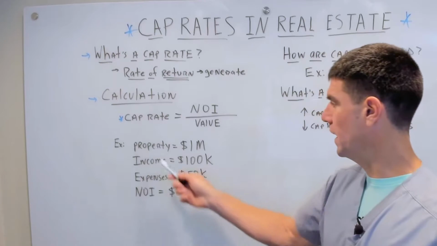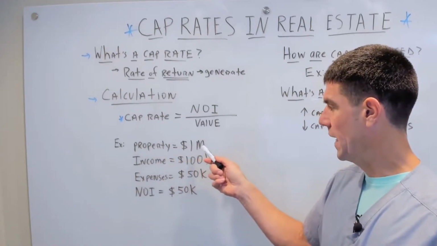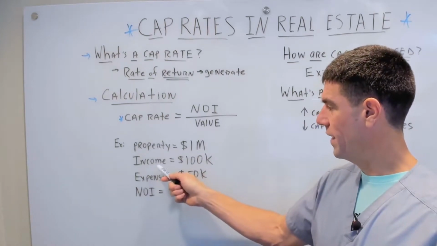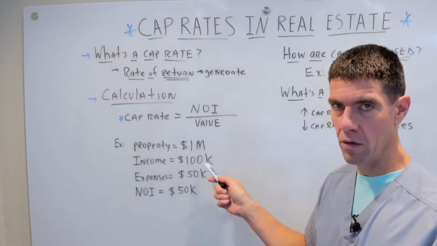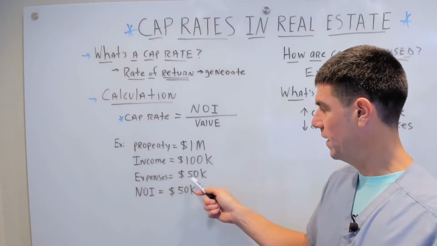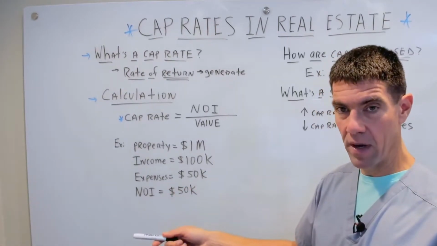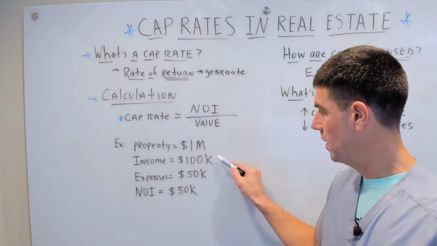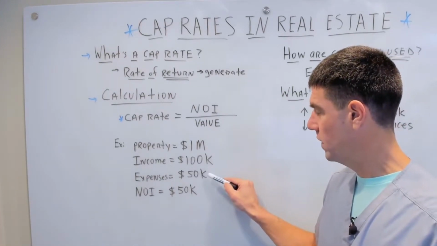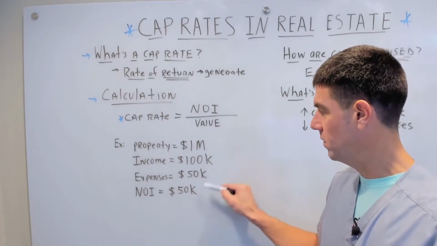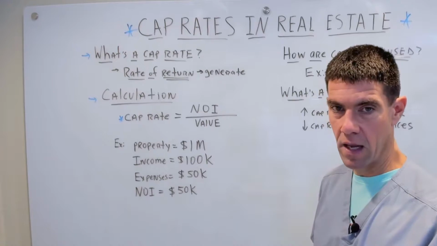So let's say you're looking at purchasing an apartment and the purchase price is $1 million. This property brings in $100,000 in income. The operating expenses are $50,000. So our NOI, or our net operating income, we get by subtracting the expenses from the $100,000 income coming in, rent, that sort of thing, and that's how we come up with our $50,000.